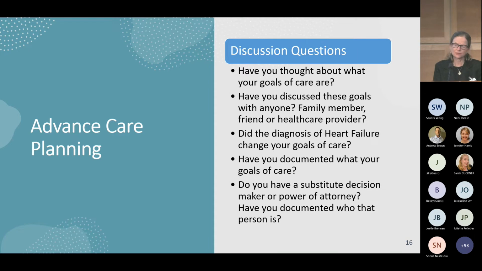Even for me, after nursing here for 35 years plus, it truly surprised me. Patients really need this information, and not just patients, families. And so it's a really valuable part of our heart failure program. So thoughts about goals of care, and even getting down to the difference between a substitute decision maker and power of attorney. Most people don't know that. Many healthcare providers don't either. And talking about the diagnosis of heart failure and the impact on patients' goals of care, etc., etc.